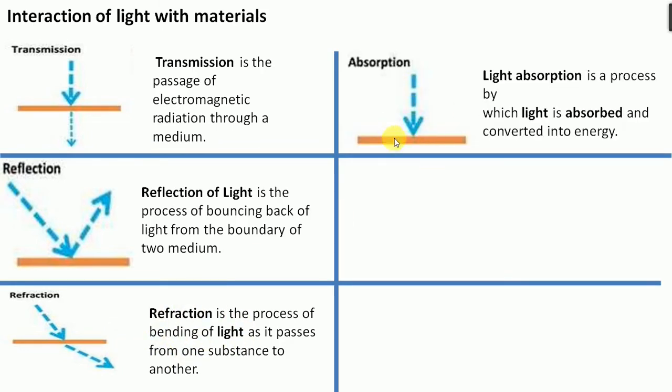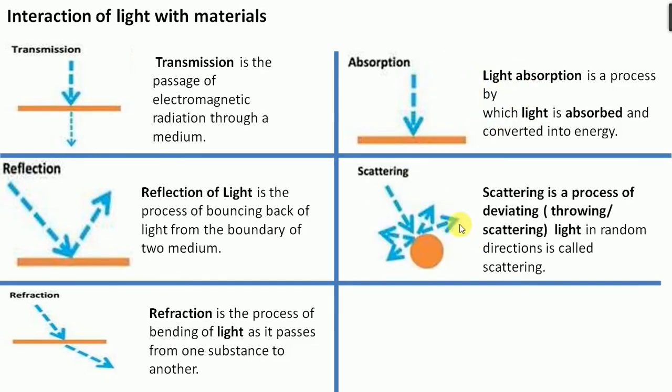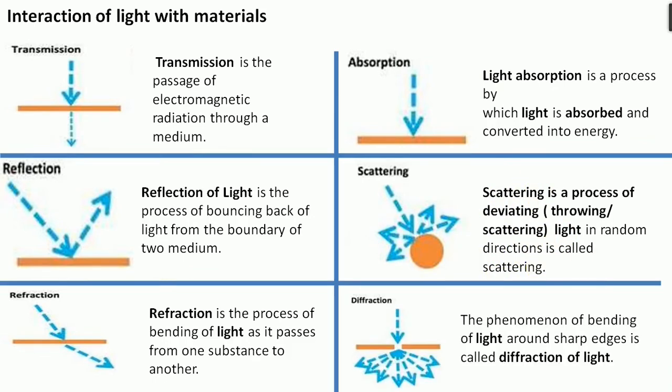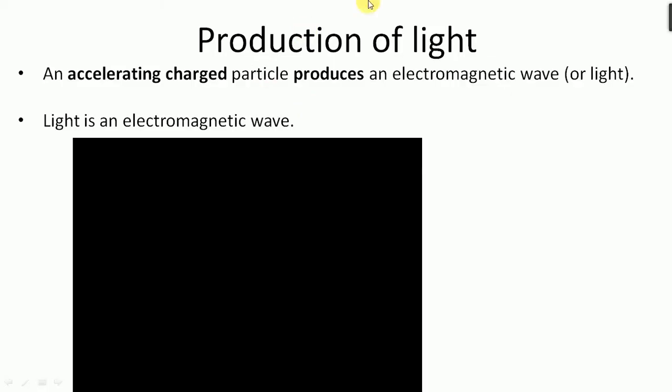In some cases light gets absorbed by the object. It happens when light falls on a black object, all the light gets absorbed by the black object. In some cases the light is scattered. Scattering means throwing the light in random directions. And the last one is diffraction. Diffraction is the process of bending of light around sharp edges. So refraction and diffraction are different. In refraction the light bends when going from one medium to another, but in diffraction light bends when it goes through a sharp corner.